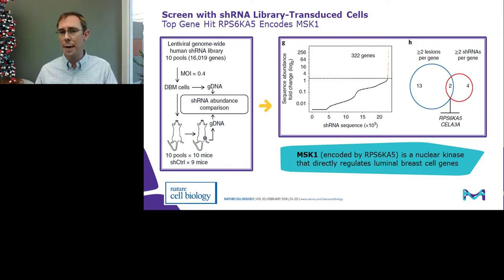So for the screen, they applied the whole genome MISSION shRNA library to DBM cells in 10 subpools and sequenced the cells for representation. The 10 subpools were subsequently injected into the ventricles of 10 mice each. And after 4 months, the resultant lesions were harvested and sequenced to reveal shRNA enrichment.